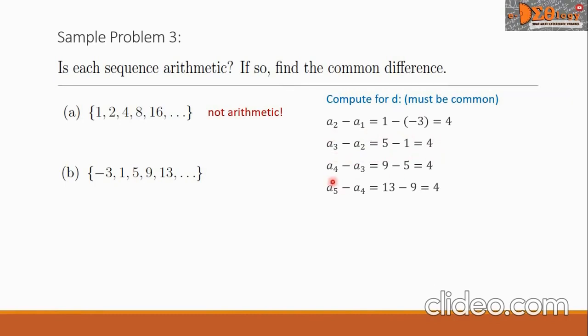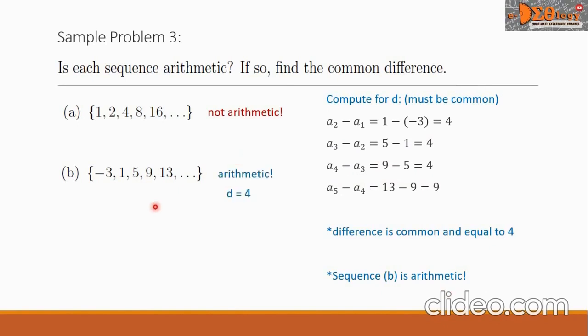A sub 4 minus A sub 3 equals 9 minus 5 equals 4. A sub 5 minus A sub 4 equals 13 minus 9 equals 4. We can see that the difference is common and equal to 4. So sequence B is arithmetic. Let us write our answer opposite B, and that is arithmetic, and the common difference is 4.